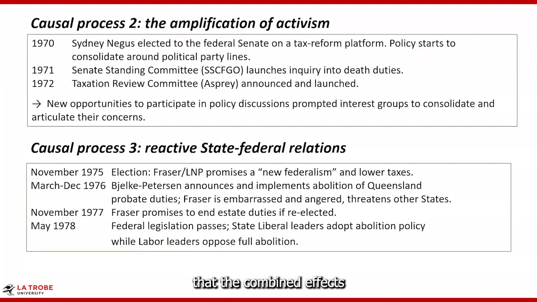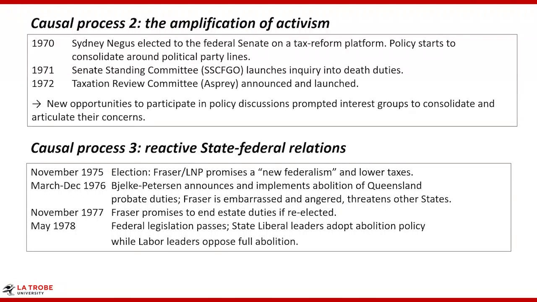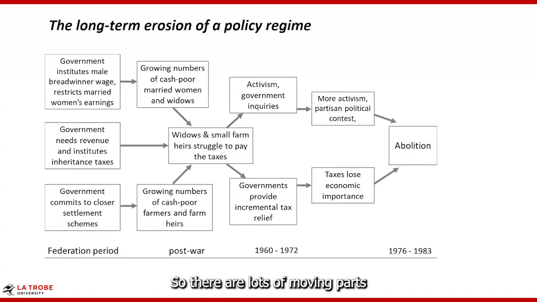So you can see now that the combined effects of these 3 causal processes determine the pace and timing of the abolition of states' inheritance taxes. So there are lots of moving parts to this story, and it's hard to keep on top of them all, and I haven't even given you all that much detail. But I've attempted to bring everything together here into a single chart just to provide you with a kind of final overview of the reasons why the inheritance taxes finally failed.